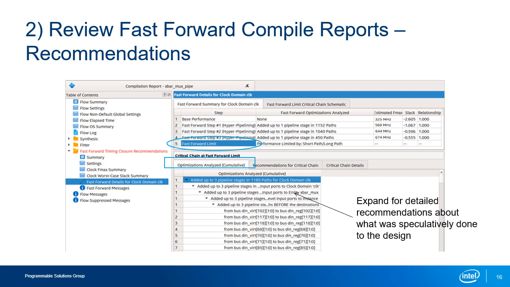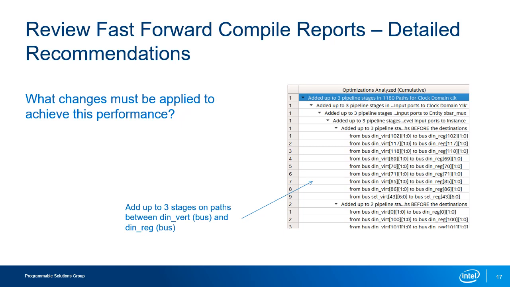Keep in mind that the recommendations might be hyper-pipelining only, or they might be a combination of hyper-retiming, hyper-pipelining, and hyper-optimization modifications. Expanding the Optimizations Analyzed Cumulative tab, you can see exactly what fast-forward modifications were made, or in this case, how many and where registers were added to the design to reach that estimated Fmax value.